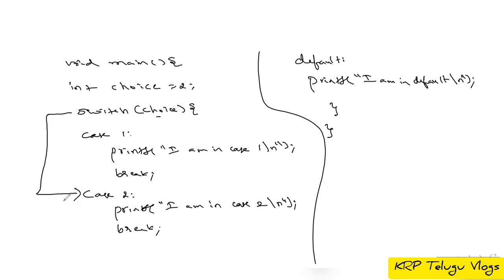So now what is the output? I am in case 2. So if break is there, switch will break at this point and it will not go to default. If you don't give break, what will happen? Next I will tell you, just note down this.